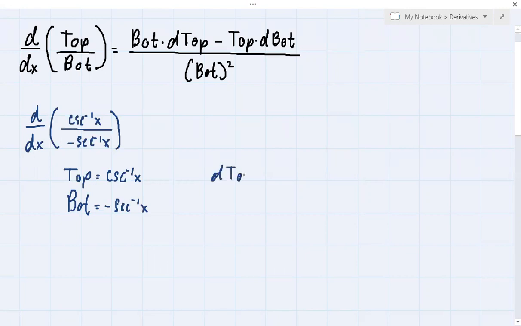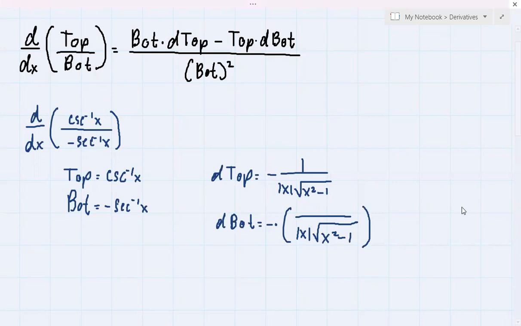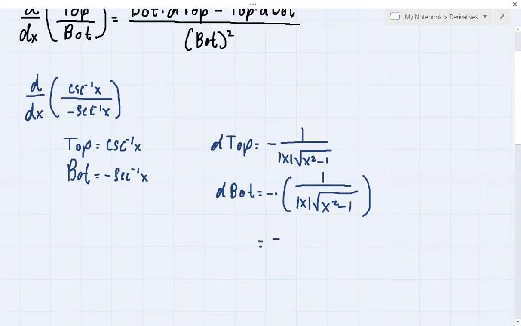Now, kunin natin yung derivative ng top. You will have negative 1 all over the absolute value of x times the square root of x squared minus 1. Kunin natin yung derivative ng bottom. So almost the same lang sila. It's just that yung kay arc secant ay positive siya. Okay? Pero kay arc cosecant, negative na lang siya. So magiging negative times quantity 1 all over the absolute value of x times the square root of x squared minus 1. Alright? There we go. So in here, we will have negative 1 all over absolute value of x times the square root of x squared minus 1.